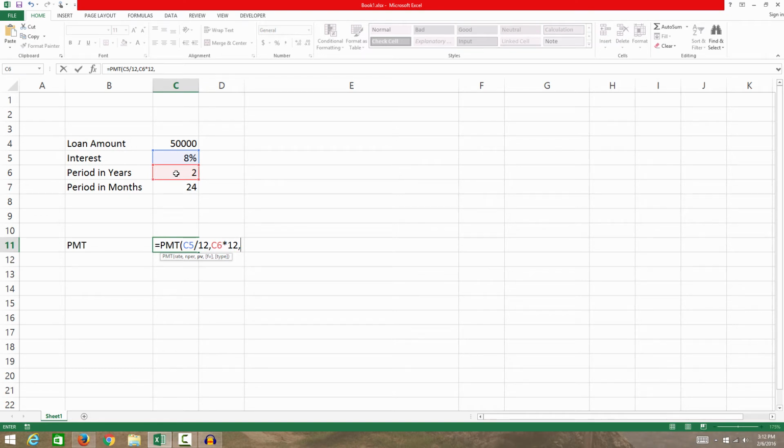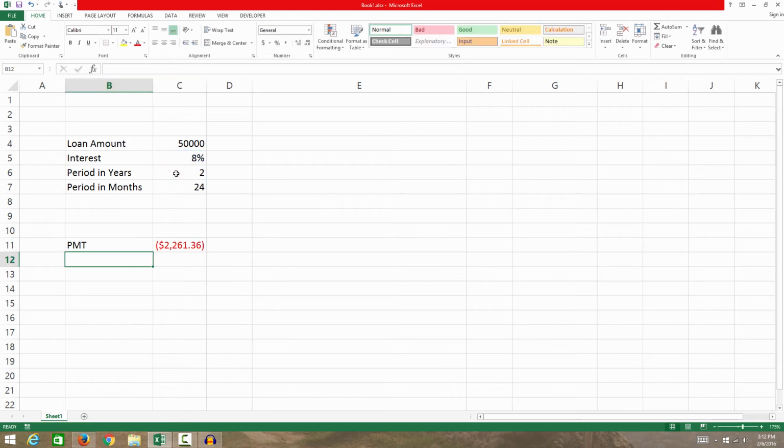Then again present value. So our present value is 50,000. Then future value, we don't need any future value. We need to completely close this out, so it will be 0. Again type could be 0 or 1, anything. So I will simply close this here and press enter.